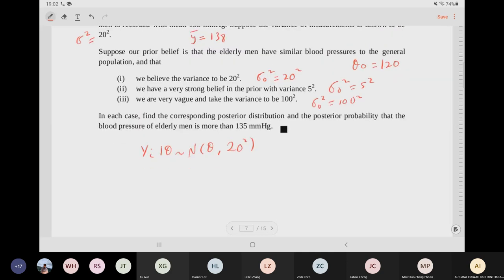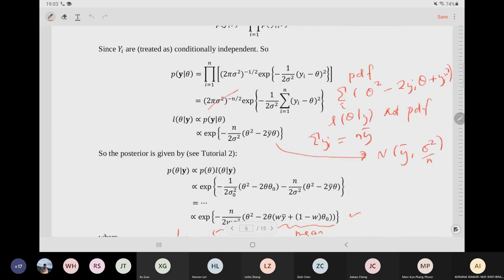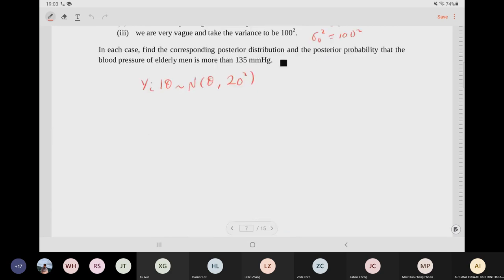When you have the likelihood, you can see over here, this is what I said: the likelihood is as if your data is normal with mean Y bar and variance sigma square over N. So as if your data is normal, we have your Y bar is 138, and your variance is sigma square over N. So it's actually 20 square over 20, with sample size 20. This is from the data, as if.